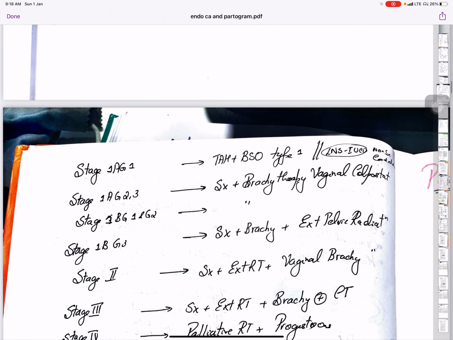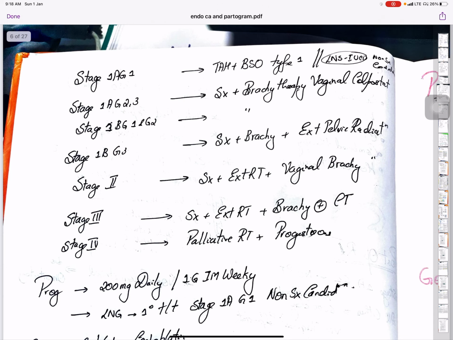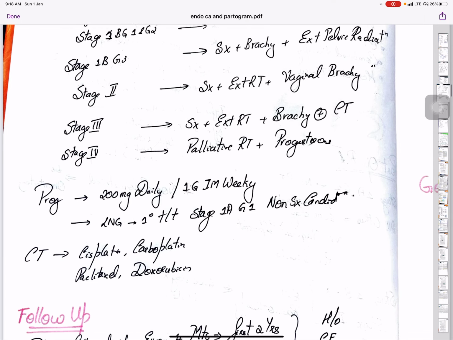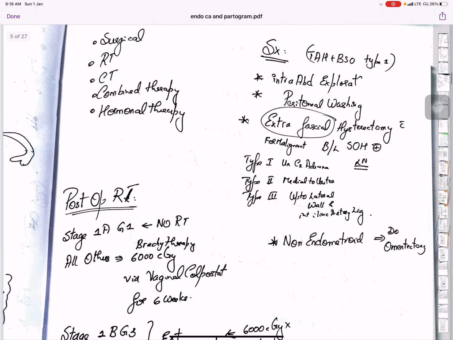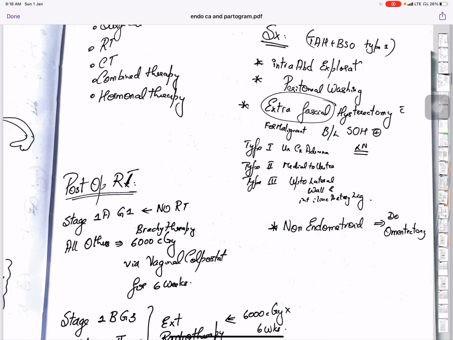Now grade 3 we go for external beam radiation also. Grade 2 also we give external beam radiation. Then grade 3, grade 4 we give chemotherapy as well, and we also give progesterone. Now progesterone, how much do we give? Radiotherapy, how much we give? 16 grays we give for 6 weeks using vaginal colpostat, or we give external beam radiation.